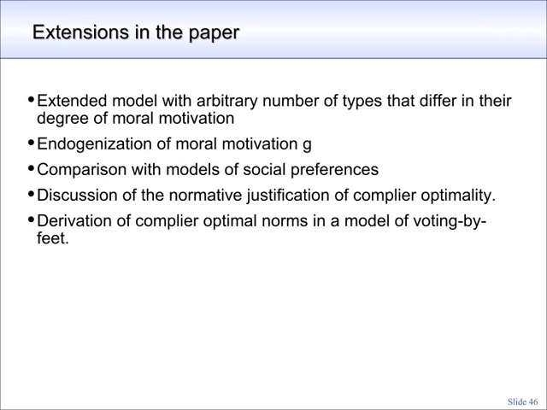So, for the moment I decided the video presentation is long enough. But there are many more things in the paper. For example, there's an extended model with an arbitrary number of types that differ in their degree of moral motivation. There's also a formalization that endogenizes the level of moral motivation g. There's a literature overview where I compare my model with other models of social preferences. There's a long discussion of the normative justification for the principle of complier optimality. And I also derive complier optimal norms in the model of voting by feet, where subjects can decide in which society they want to live.